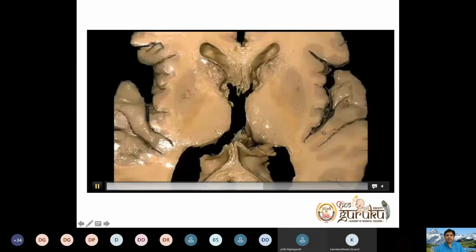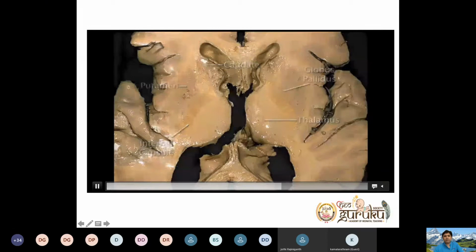So this is the anatomic section, the coronal section of the brain. You can see here, this is your putamen, the lateralmost part. Then you have globus pallidus. Then you have internal capsule. Then this is your thalamus. Then you have your caudate nucleus, that is just below the ventricle. So you got a three-dimensional idea about the brain, because brain is very, very easy.